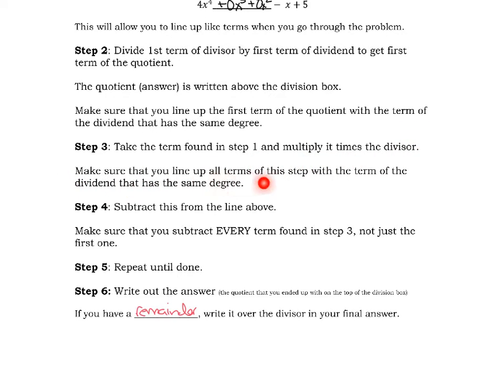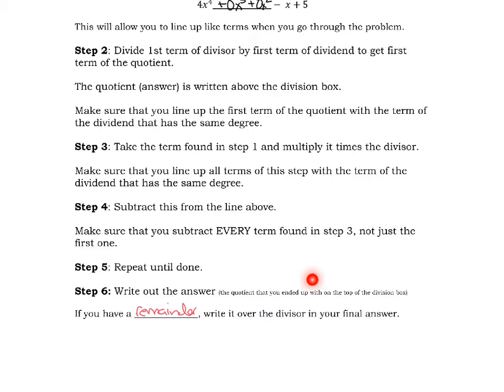So you're going to make sure that you line up all terms of the step with the term of the dividend that has the same degree. Step 4, you're going to subtract this from the line above. So you're going to make sure that you subtract every term found in step 3, not just the first one. Step 5, you basically repeat until you're done. When you get to step 6, you're going to write out your answer.